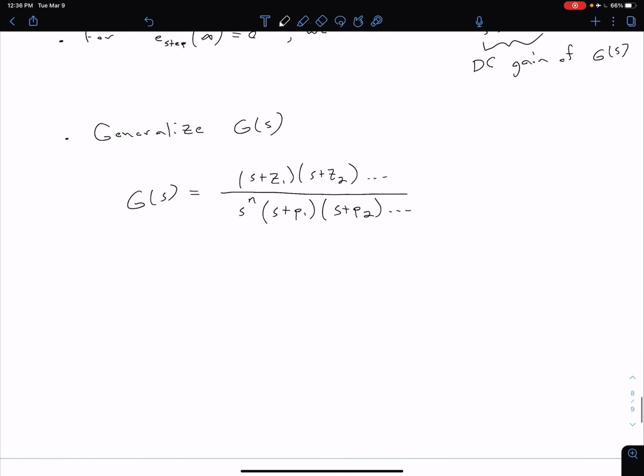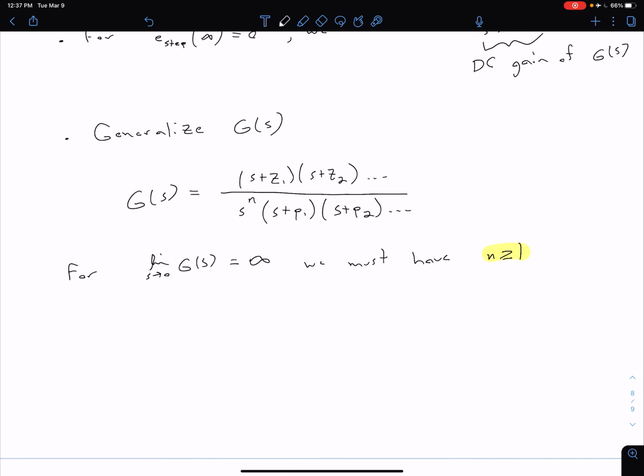So what we can say then is if we want that limit as s goes to 0 of G of s to be equal to infinity, we have to have n greater than or equal to 1. So we must have n greater than or equal to 1.